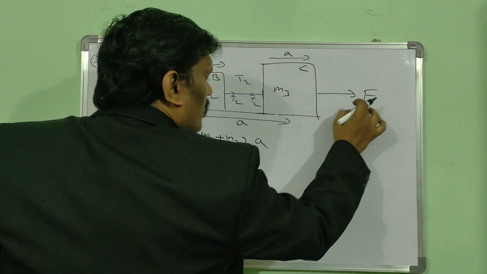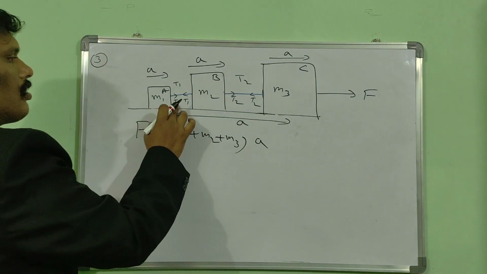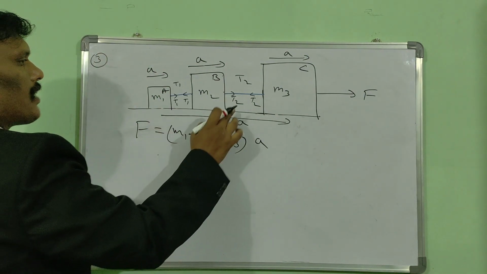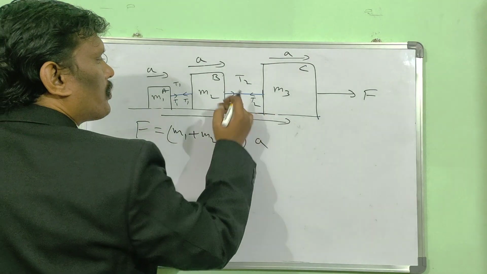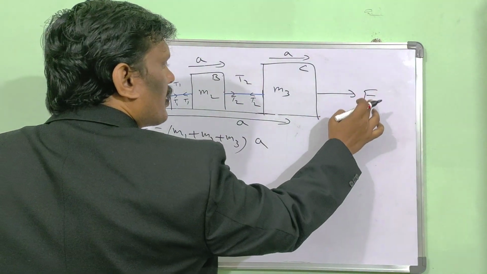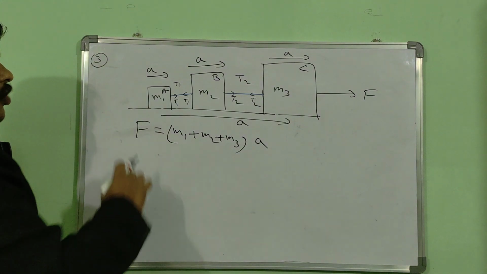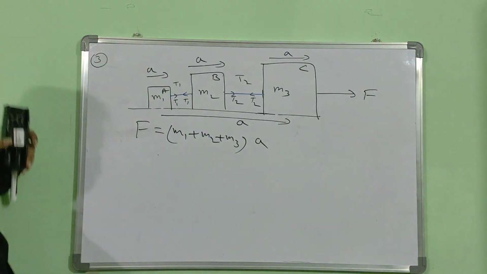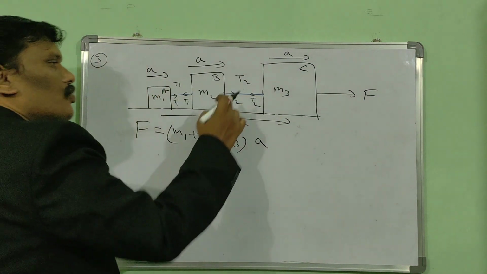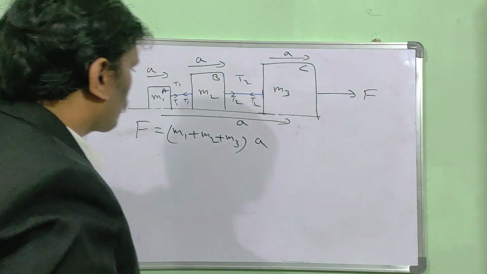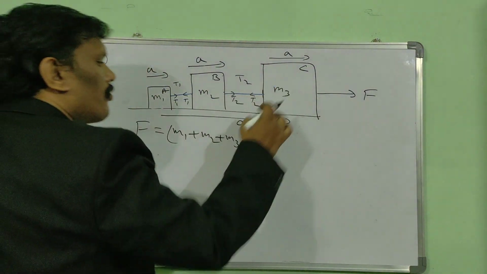Now what is the net force acting on the system? Only F. Why? Because these two tensions are equal and opposite, so they cancel each other. Only one force, F, is acting on the system. Now what is the total mass of the system? M1 plus M2 plus M3. Why? Because the strings have no mass. Massless strings. The total system is moving with acceleration A.